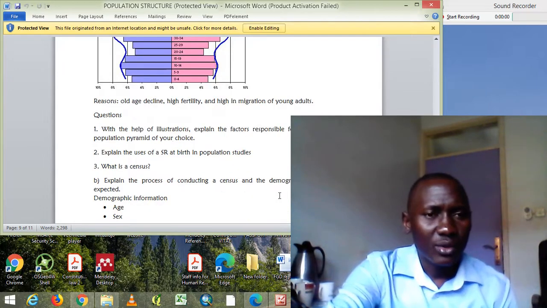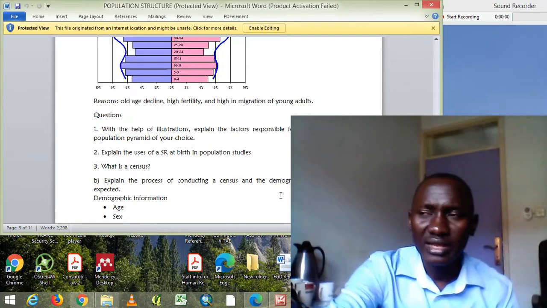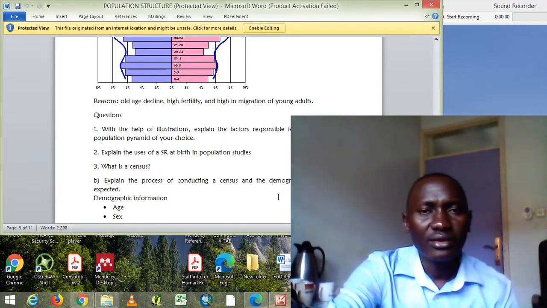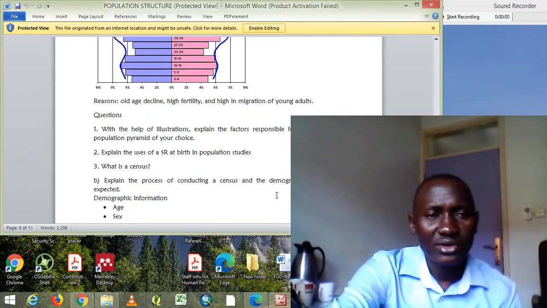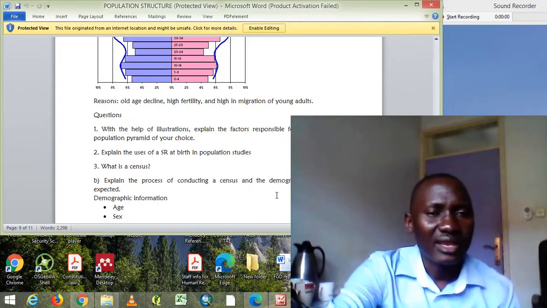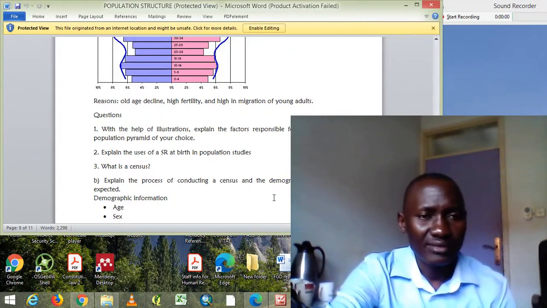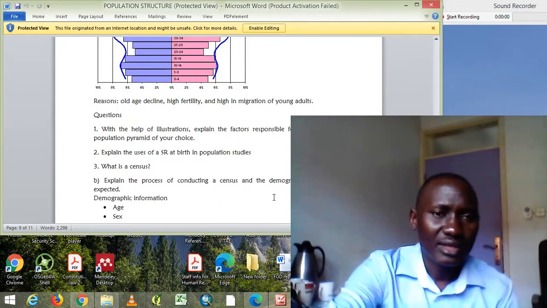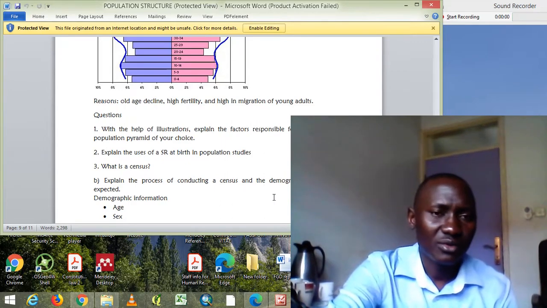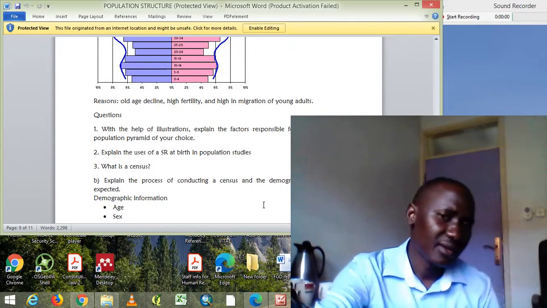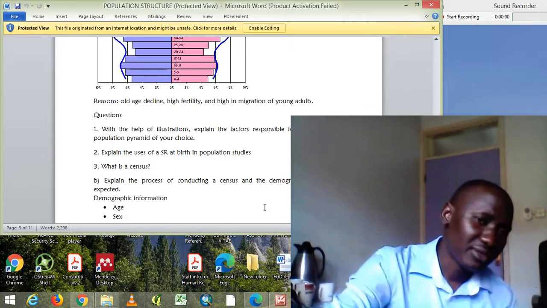We have some questions for discussion there. Use them during your free time. Like I already indicated, online study, long distance education, is more of self-study than the interactive one we've been having on campus. So for example, we have a question there: with the help of illustrations, explain the factors responsible for the shape of a population pyramid. You should be able to come up with those answers.